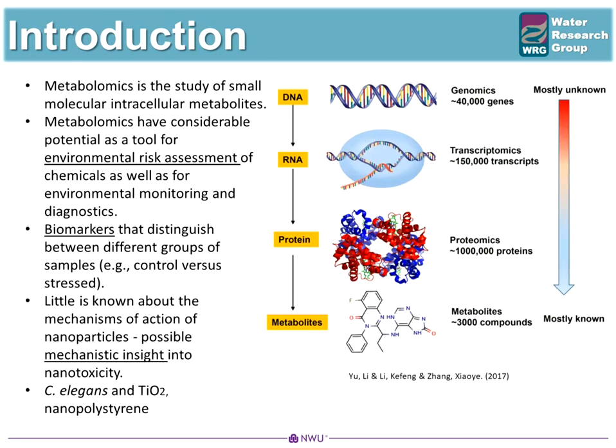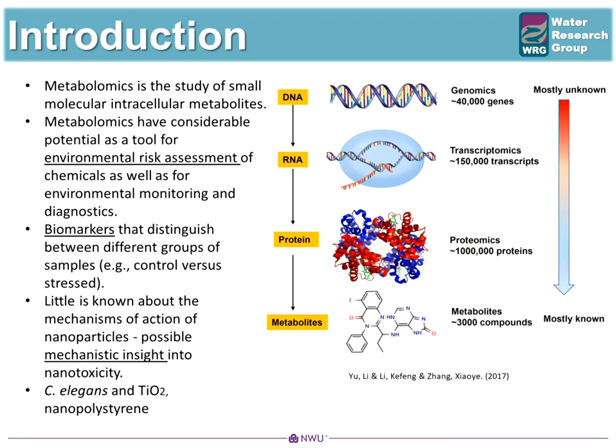Metabolomics has been applied to both the terrestrial and aquatic environments to investigate the effects of toxicants, disease, and other environmental stresses on organism health and metabolism. Specifically, non-targeted metabolic analysis of samples, where the goal is typically to discover biomarkers that discriminate between different groups of samples, for example, the control versus stressed. Metabolomics can provide possible mechanistic insight into nanotoxicity.